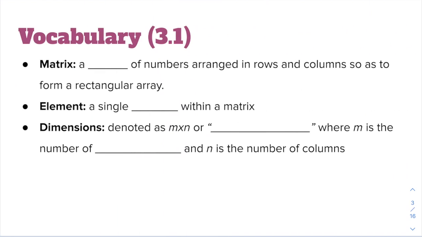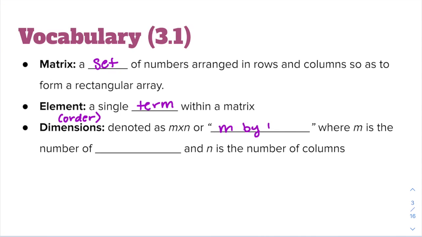And here's the vocabulary for 3.1. A matrix is a set of numbers arranged in rows and columns so as to form a rectangular array. And an array is just like a shape. An element is a single term within a matrix. And then dimensions, which are also called order. So you could say what's the order of a matrix, but that's denoted as M x N, or we call that M by N.